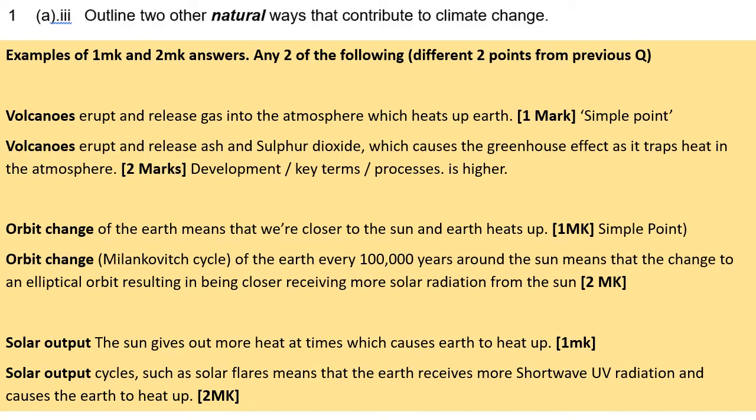Here's an example. So I've put all 3 on here. Of course, you won't have written all 3. You've only talked about 2 of them. So volcanoes erupt and release gases in the atmosphere, which heats up the Earth. So you can see that's 1 mark. That's 1 simple point. The student knows what they're on about.